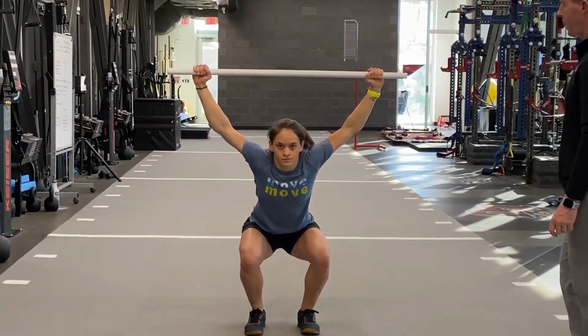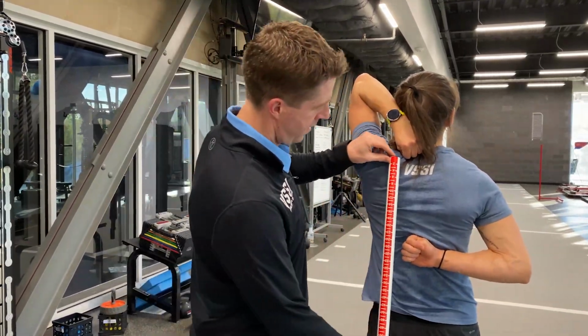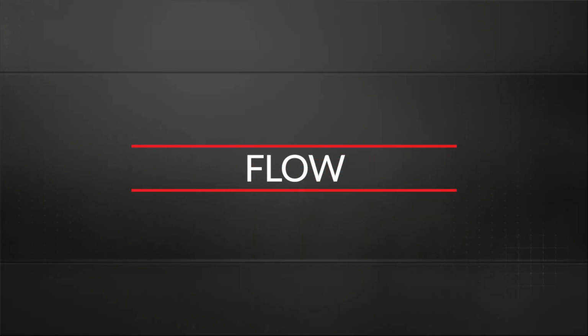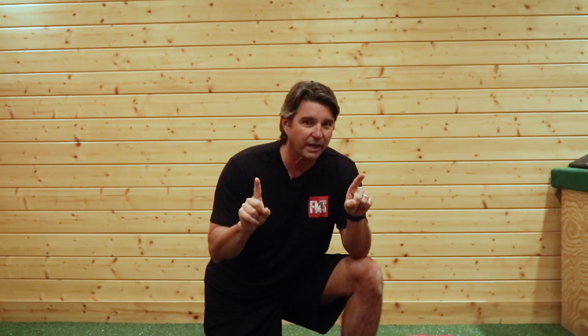Let's say a person has a squat pattern problem. A squat pattern problem could be due to a shoulder mobility problem. So I'm going to take you through a flow here that shows you how you can improve not only the shoulder mobility, but how you can work that into improving their squat. Remember, these things don't work in isolation.